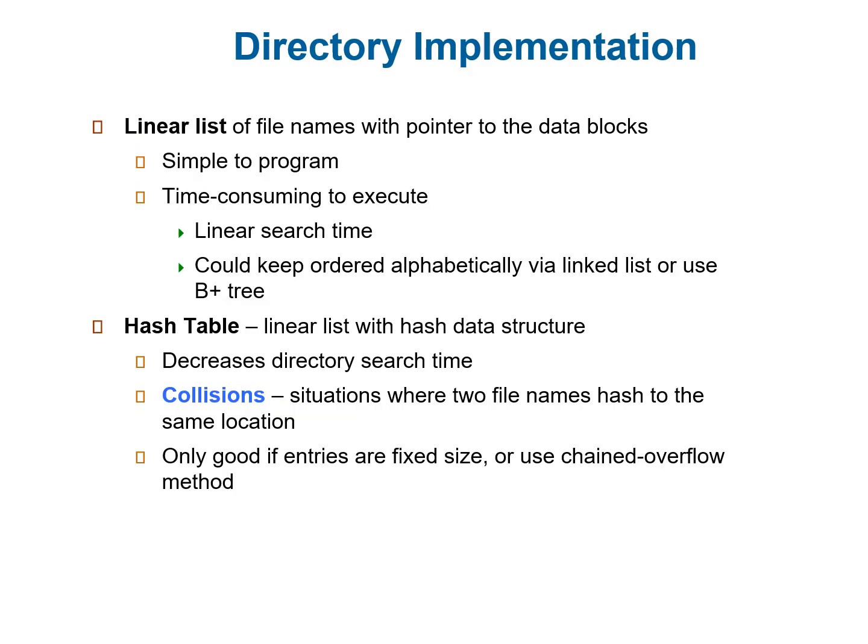When we come to the directory implementation, we have a linear list of file names with pointers to the data blocks. Just as data are stored in a linear linked list, the same way we are going to store the data in the case of directory implementation. First I have to access the directory, and from the directory I have to access the respective files. If we have subfolders, first we have to access the subfolder and then the file within the subfolder. All those things come in a hierarchical way. A linear list of file names with pointers to the data blocks is simple to program, but time consuming to execute.